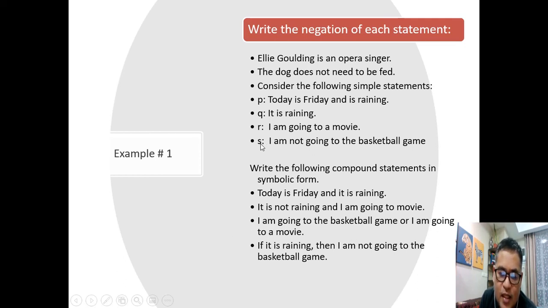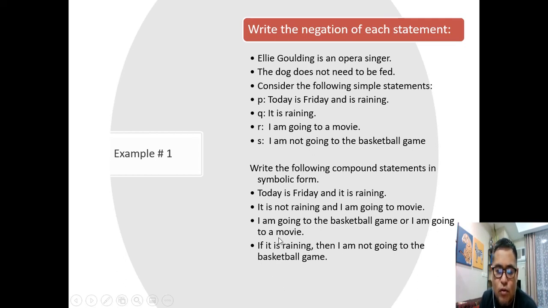So the original statement is, I am going to the basketball game, S. Since here it says I am not going, so it is negated. That means you get the opposite. So this is negation S, tilde S, or V, I am going to a movie. I am going to a movie is the original statement, so R. Again, tilde S, V, and R. Okay, congratulations. You're correct.